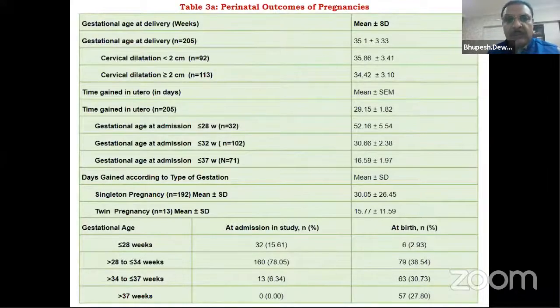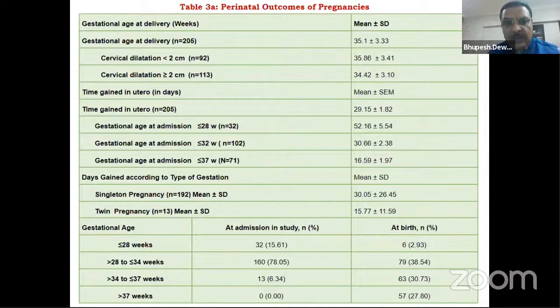This perinatal outcome, again, we are showing over here. If you see, the gestational age at delivery was 35.1 weeks, which is quite good. And the time gained in utero on average was around 30 days, 29.15 plus or minus 1.82 days to be precise. And gestational age at admission less than 28 weeks was seen in about 52 cases on average, and the percentage wise.